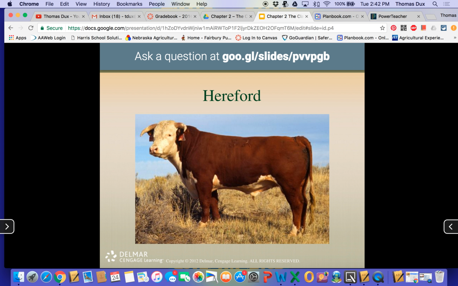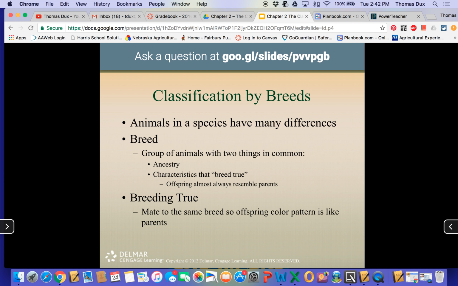Okay, so underline in this case for our chapter would be down here. Okay? The underline would be down there. So a breed would be a group of animals with two things in common, their ancestry and then also the characteristics about them. Does this mean that they're going to look exactly alike if you take a Hereford and breed it to a Hereford? Not exactly, but they should be for the most part.